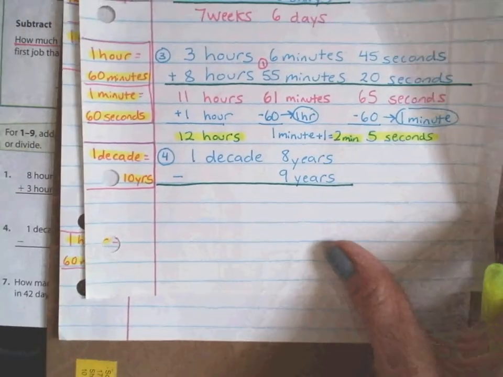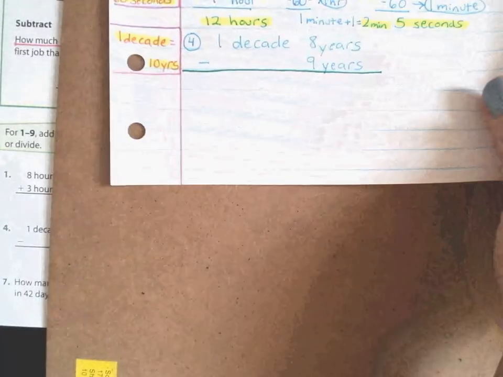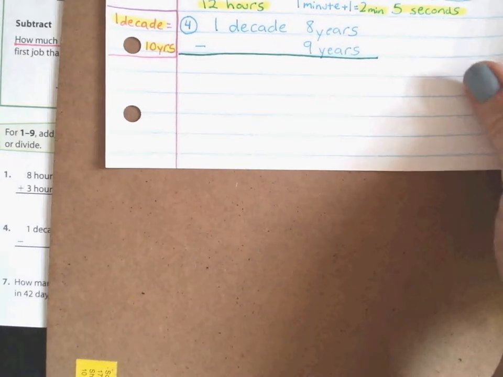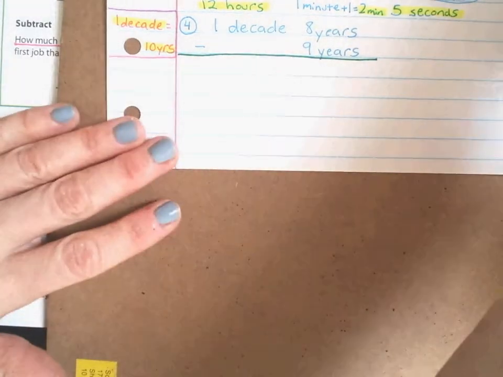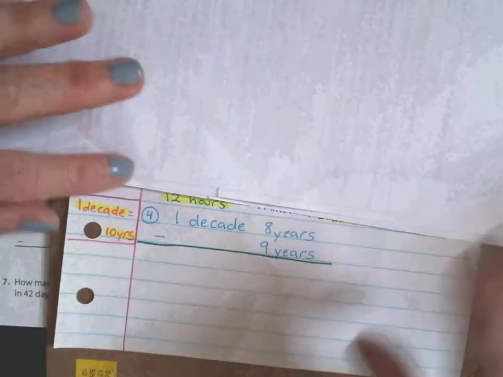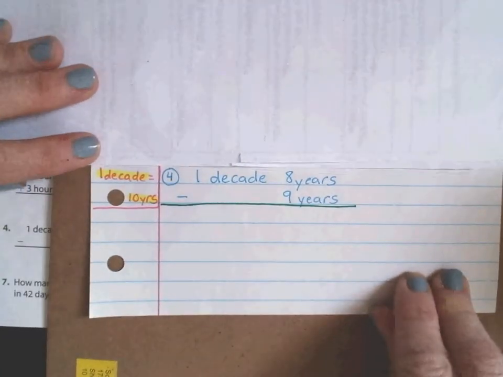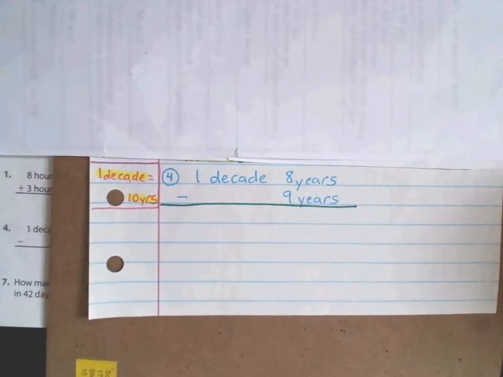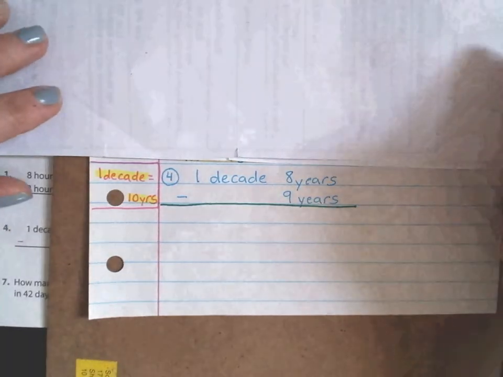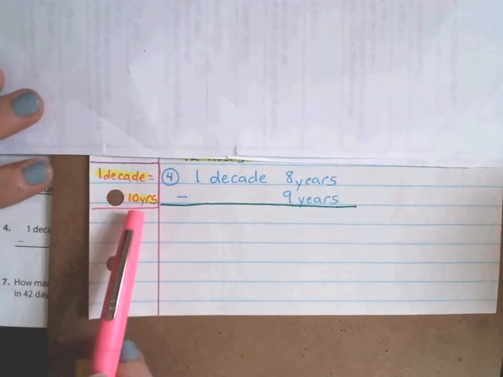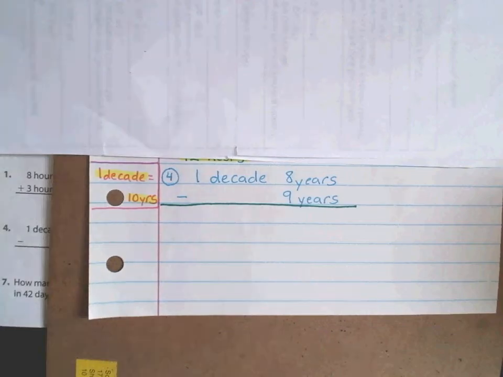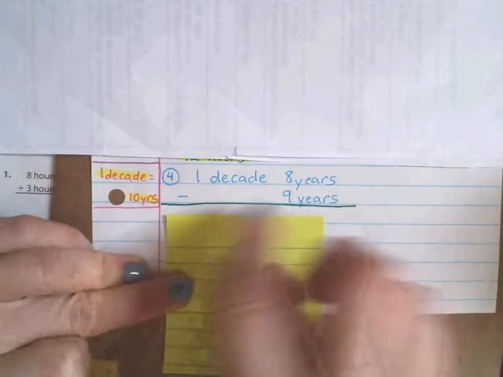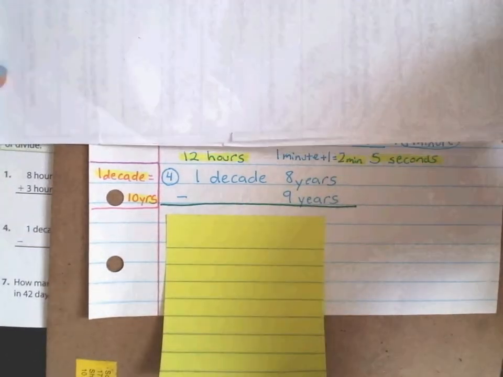All right, so let's take a look at number 4. So we've got 1 decade. So we talked about decades yesterday. Just going to cover this up. So 1 decade, 8 years minus 9 years. So my unit of time, I know that 1 decade equals 10 years. So first, and I'm going to rewrite these steps out on a sticky so I can bring it to the next.